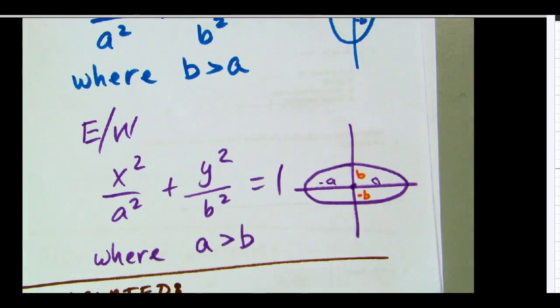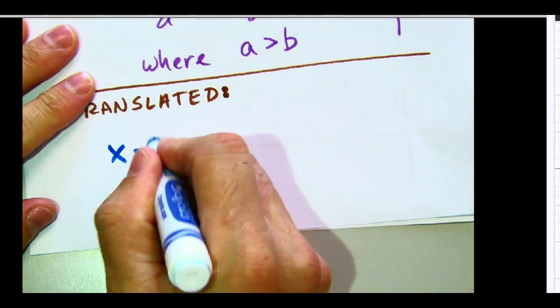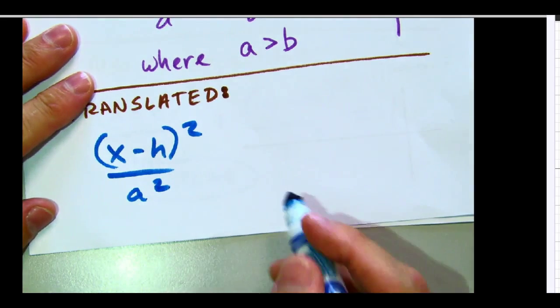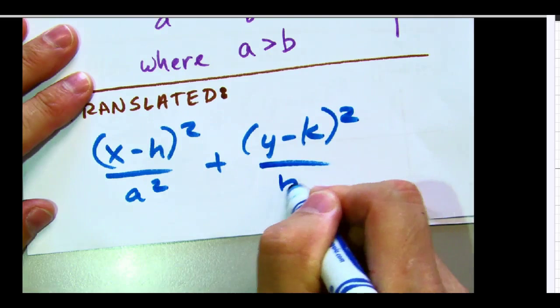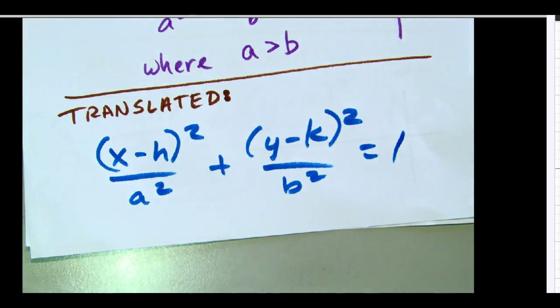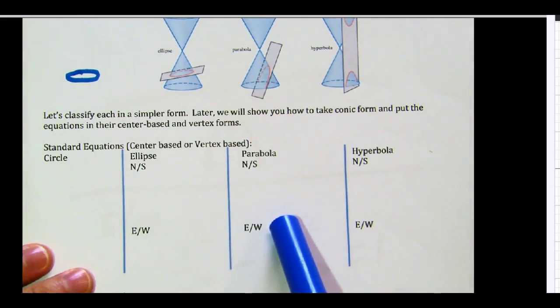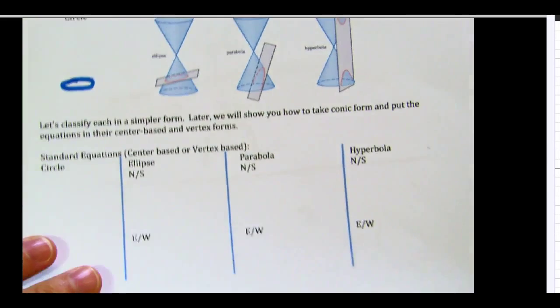Now this also can be translated, the ellipse. So what you'll see a lot is (x - h) quantity squared over a squared plus (y - k) quantity squared over b squared is equal to 1. That's the general equation for the ellipse. I'm going to skip over the parabola, so you should be writing these things down, and then come back to that. So I'm going to do the hyperbola because it's very similar to the ellipse first here.